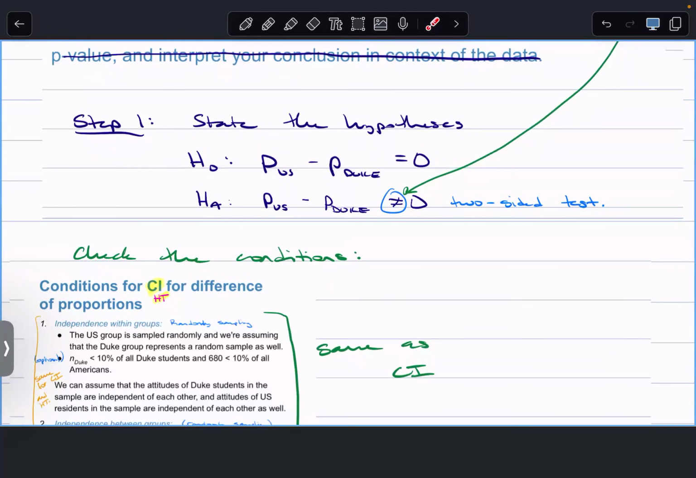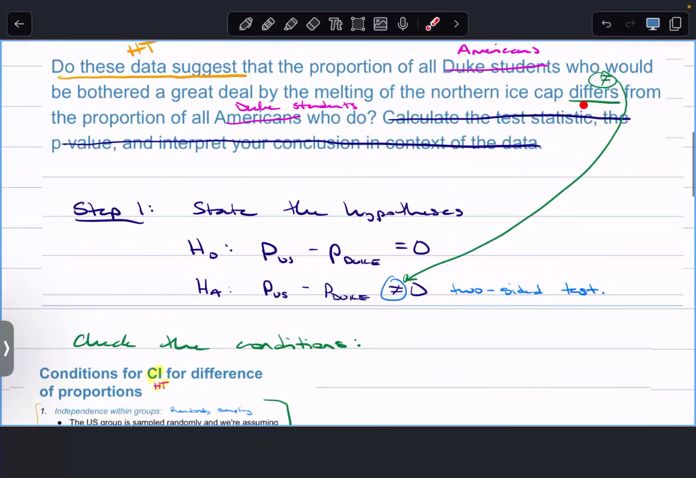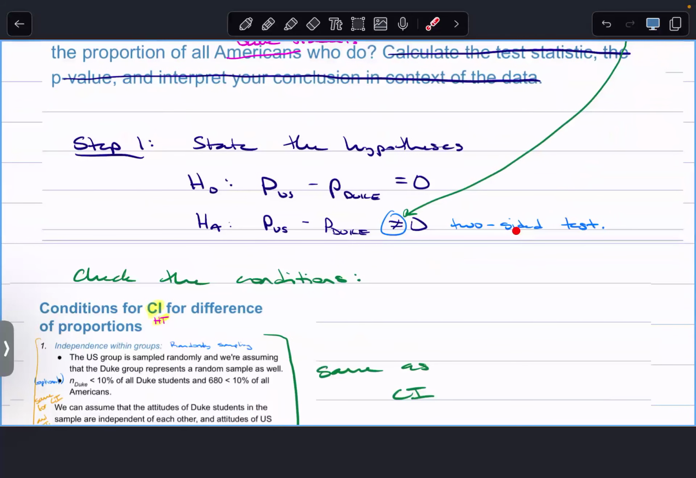And our alternative hypothesis, the only thing that's going to change is, of course, the sign. And the sign depends on the question. Now, usually we're going to be talking about just, is there a difference between these two? Okay. And so the Americans, do they differ from how Duke students feel? And so then we have a not equal to 0. When you have a not equal to in your alternative hypothesis, then you don't care which extreme you're going into. So you don't care which tail you're going into. So we call it a two-sided or a two-tailed test, right?